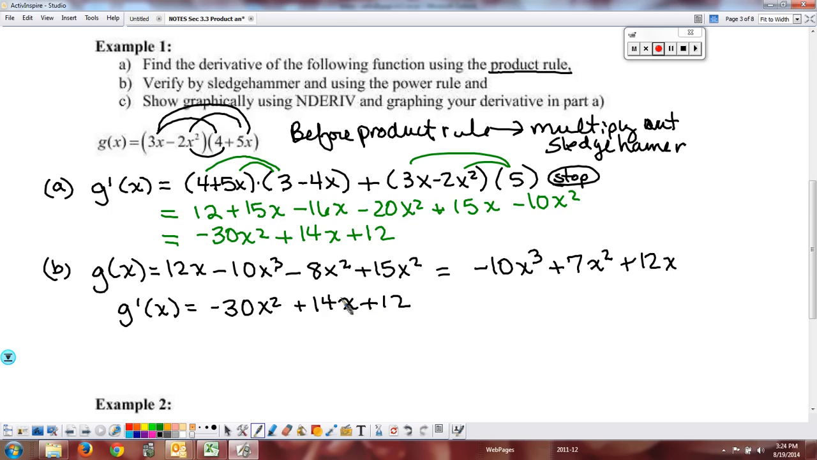Now, in this problem, you actually can do it either way. It doesn't really matter. However, there will be times where the product rule is simply going to be faster, and so we will use the product rule. And then just to kind of recap our nDeriv, let's show nDeriv, and I'm going to graph this just to verify that we have the same thing. Again, just to remind you how to do nDeriv on your calculator.